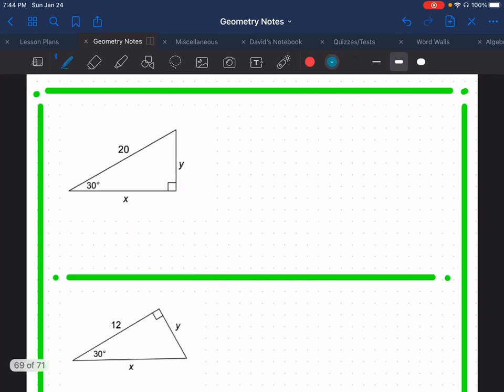All right, here's my next one. And this time they gave me the 30 degrees. So I'm going to put my 60 degrees right here, which means that the A is right here because my short side is always right there between my 60 and my 90. My long leg is down here between my 30 and my 90 degrees, and my hypotenuse is always 2A.